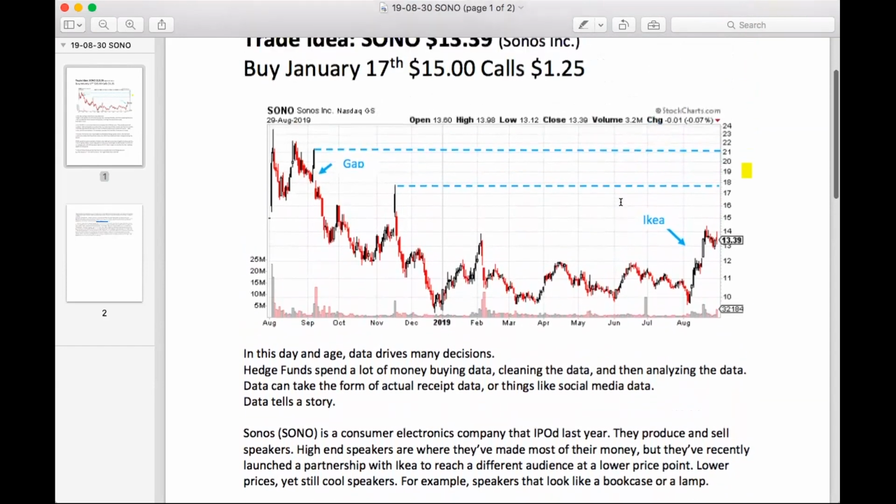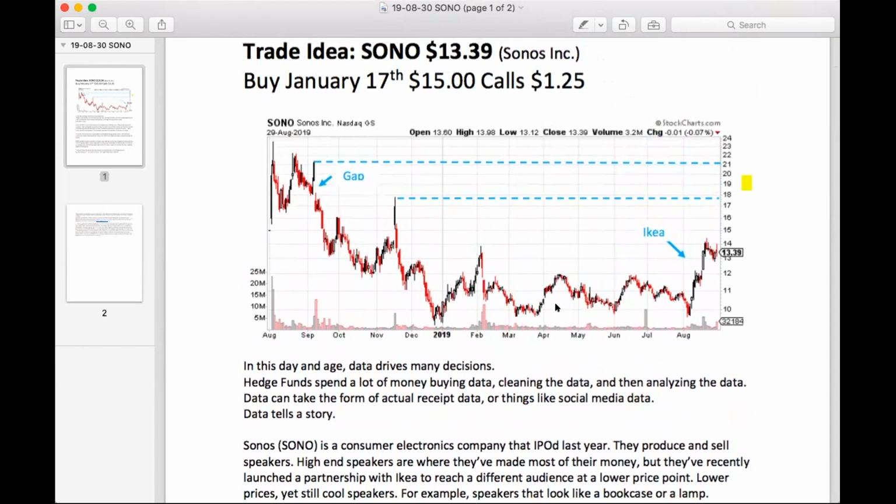And I realized very quickly, just digging into the company, that they're a consumer electronics company. Essentially, they sell high-end speakers, okay, high-end speakers. And digging a little further, I realized that they had an agreement with IKEA and were launching a lower-priced speaker at IKEA to match IKEA's customers. While these high-end speakers might cost $500 and up, the lower end is anywhere between $100 and $300.